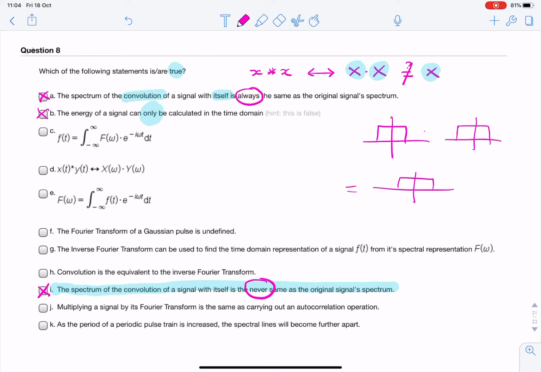C, f of t is the integral. So f of t, that's your time domain signal, and that's your frequency domain signal. So what we're looking for here is the inverse Fourier transform. Now the inverse Fourier transform, there are two problems with it. That minus sign shouldn't be there, and there should be a 1 over 2 pi factor here. To make that true, you would need 1 over 2 pi there, and you'd need that to be positive. So C isn't true.